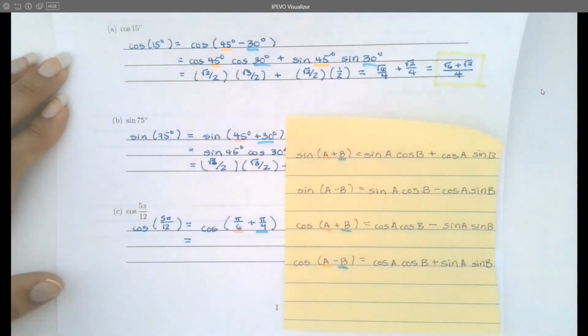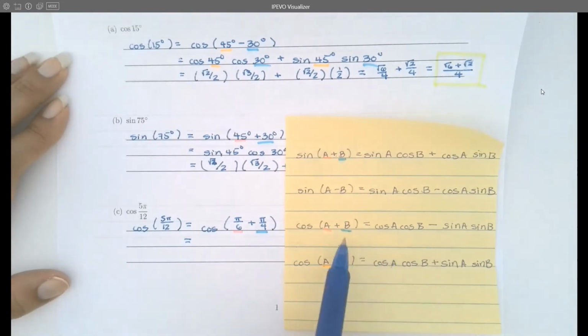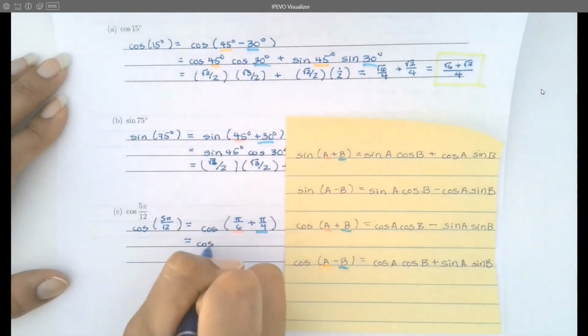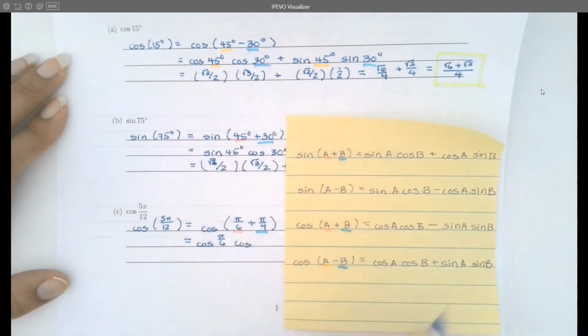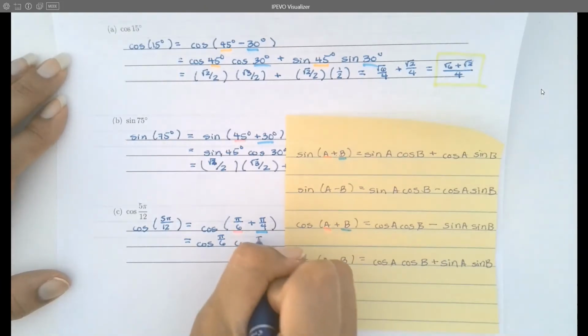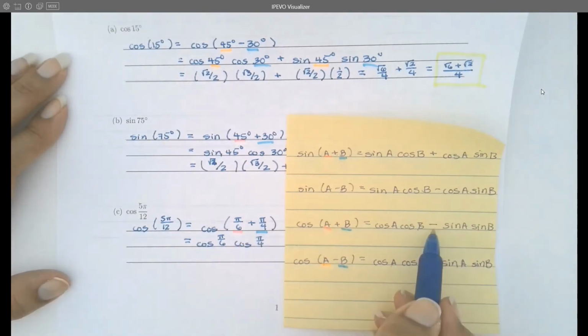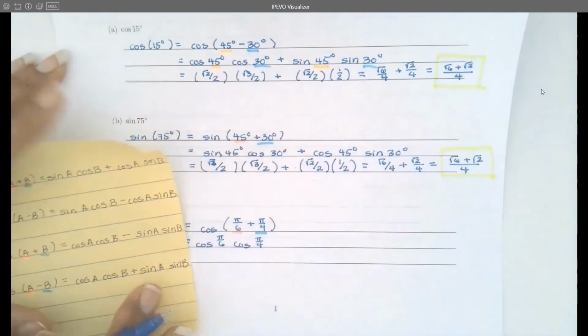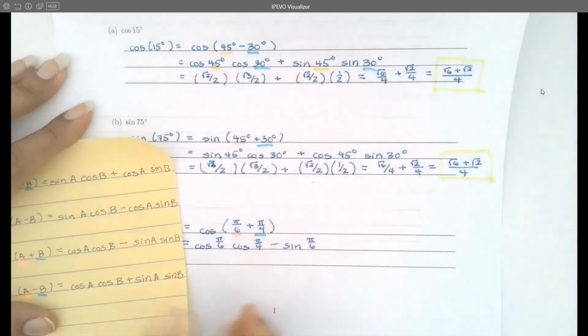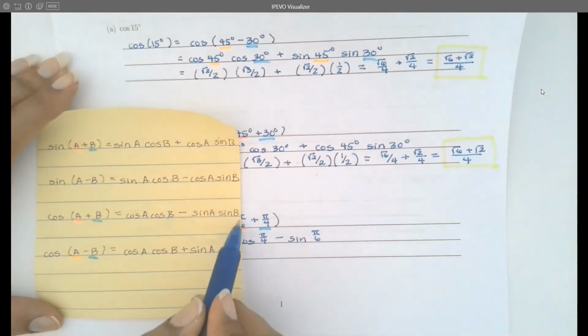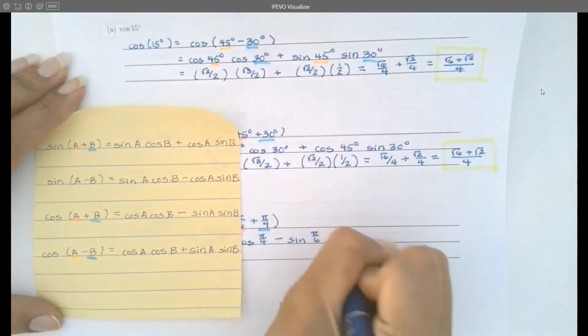So with that in mind, the identity reads that this should be equal to cosine of the first angle, so that'll be cosine of pi over 6, times cosine of the second angle, so that'll be pi over 4, minus sine of the first angle, so minus sine of pi over 6, times sine of the second angle. So that'll be times sine of pi over 4.